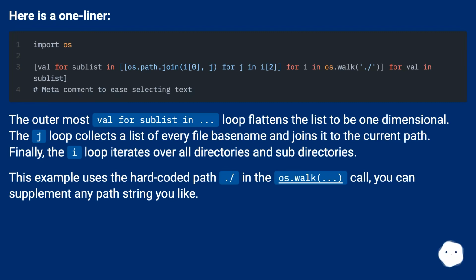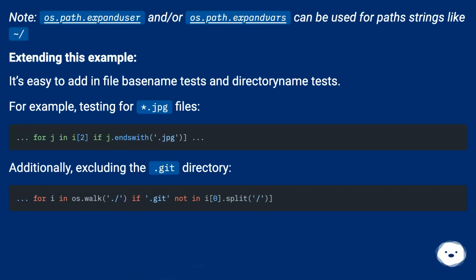This example uses the hard-coded path . in the os.walk call. You can supplement any path string you like. Note: os.path.expanduser and/or os.path.expandvars can be used for path strings like tilde.